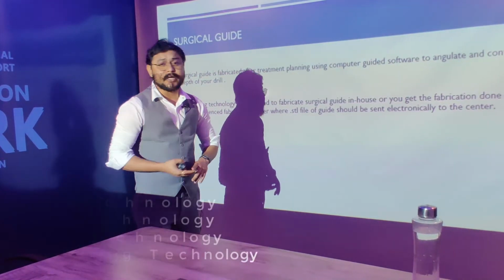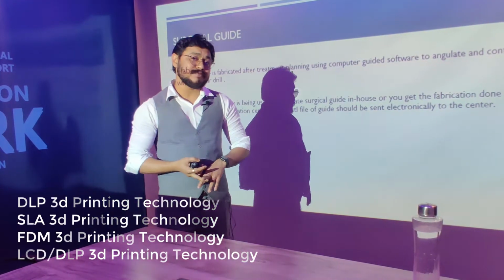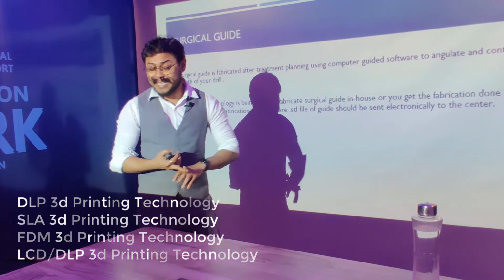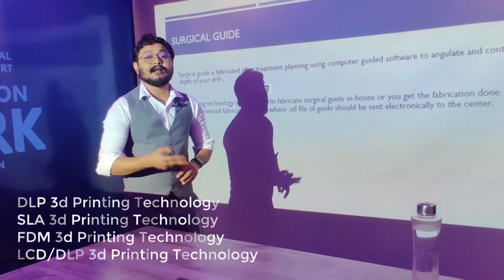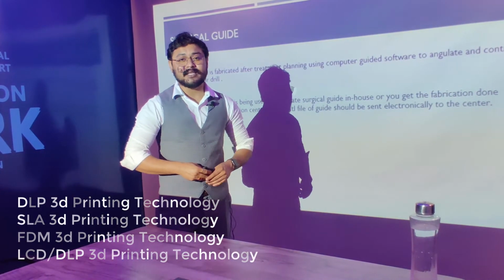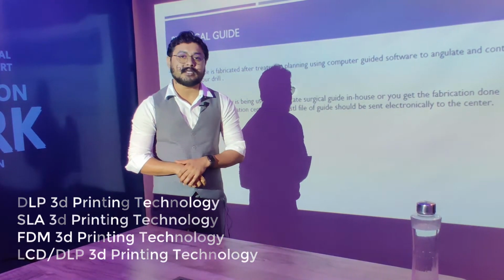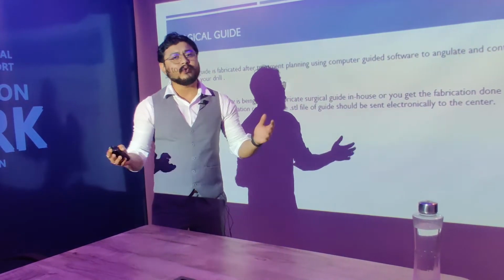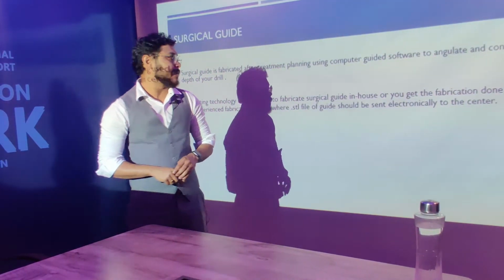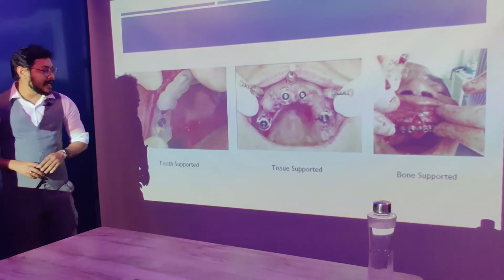If you say 3D printing, there are a lot of technologies involved nowadays. One is DLP technology, one is SLA technology, FDM you can say, and nowadays people are using LCD small in-house fabrication. Desktop 3D printers are there, so if you buy a desktop 3D printer, you can fabricate your own surgical guide, right?